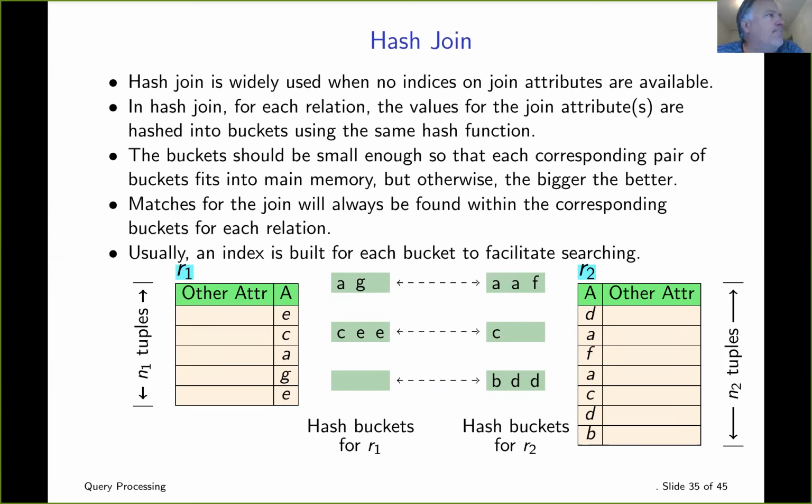All right. So here's how it works. Basically, for the hash join, for each relation, the values for the join attributes are hashed into buckets. So what you're going to do is go through all the attributes here, and you're going to hash them into buckets. For each bucket, you're going to have a corresponding bucket over here. So you're going to go through all the values in both of the tables, on the fly.